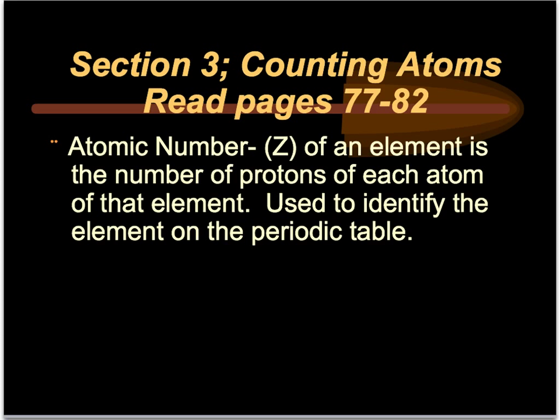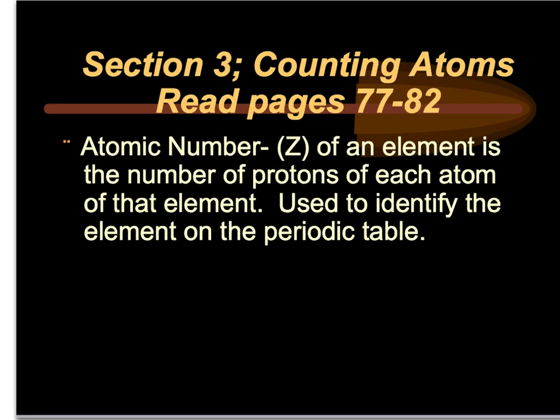One of the most fundamental ideas to know about atoms is the atomic number. The atomic number is sometimes represented by the letter Z. On some of our worksheets you'll see it says find Z, and that means the atomic number. The atomic number is really important because it tells you the number of protons of each atom of that element. Remember how we defined element? It means that they're made up of many atoms, but all of those atoms have the same number of protons. When we talk about that, we're saying the atomic number.